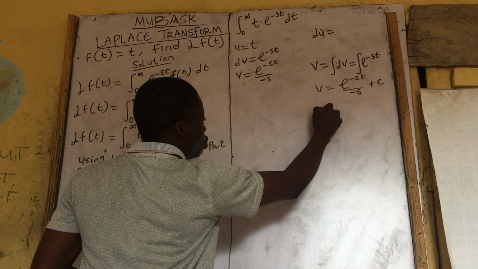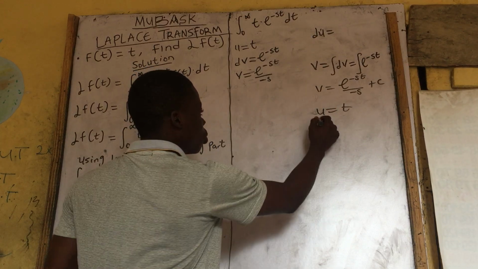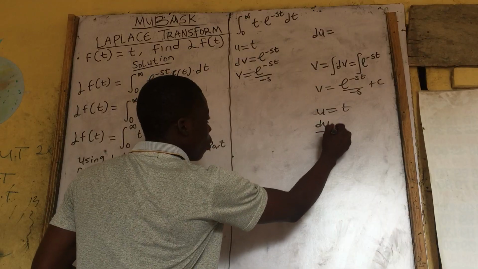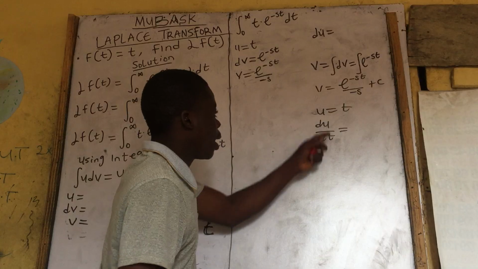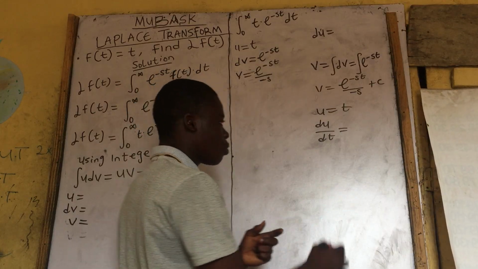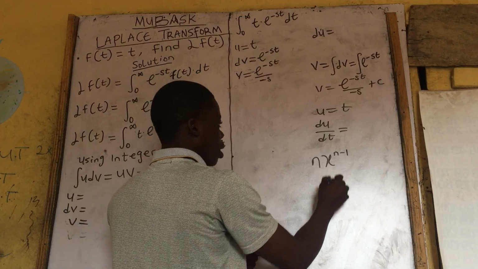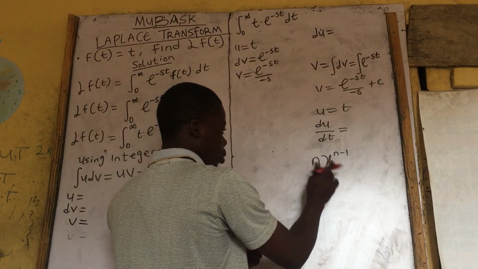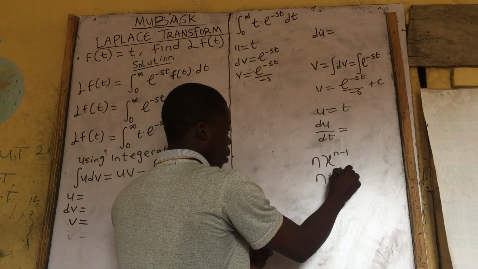Let me write like this. u equal to t. So let us differentiate this u, du all over dt. By using the general formula, we say that n x raised to n minus 1. We can also change it like this: n t raised to n minus 1.